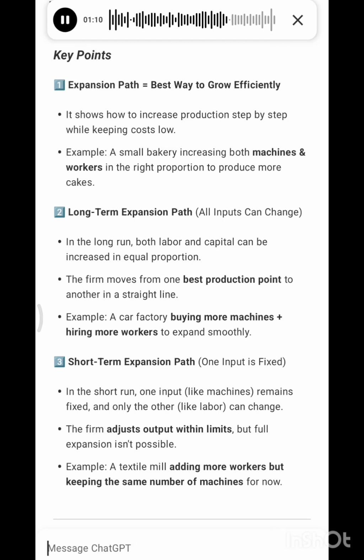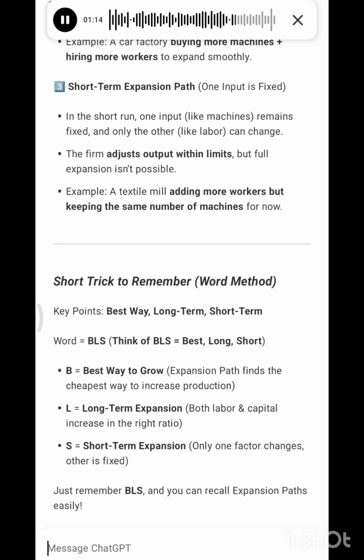Short trick to remember. Key points. Best way, long term, short term, or BLS. Think of BLS equals best, long, short. B equals best way to grow. Expansion path finds the cheapest way to increase production. L equals long-term expansion. Both labor and capital increase in the right ratio. S equals short-term expansion. Only one factor changes, other is fixed. Just remember BLS, and you can recall expansion paths easily.